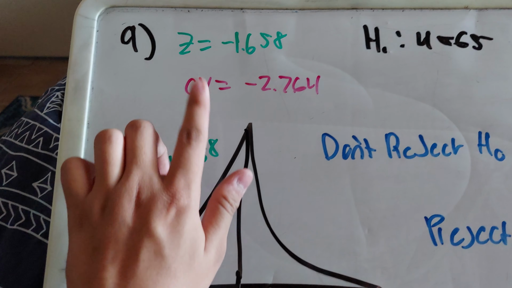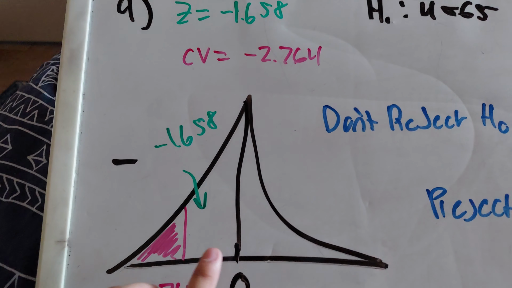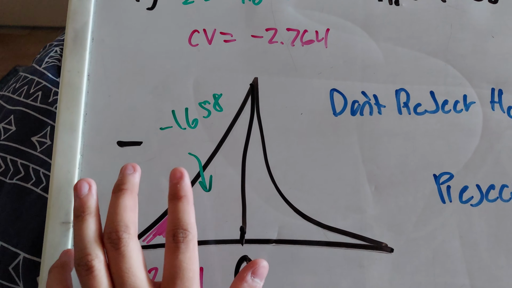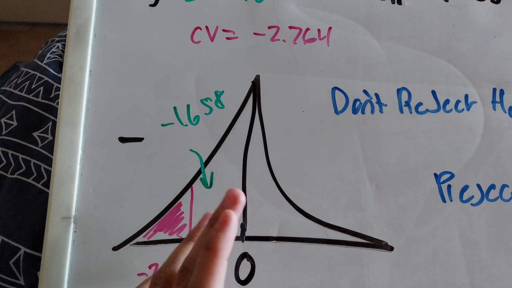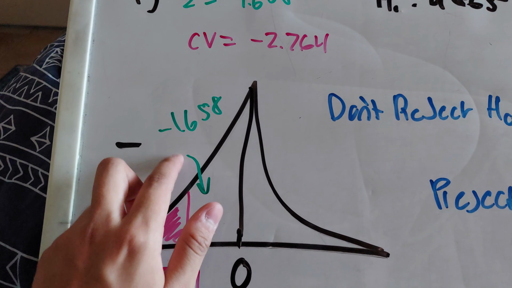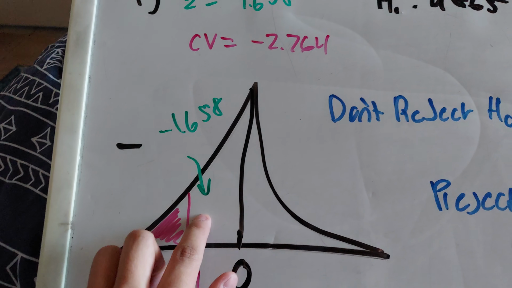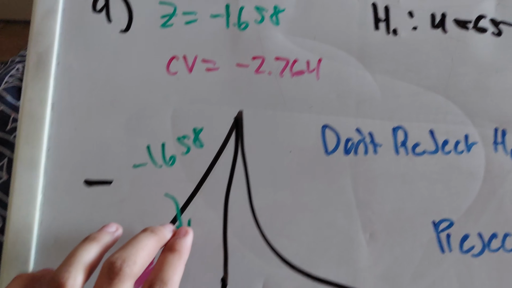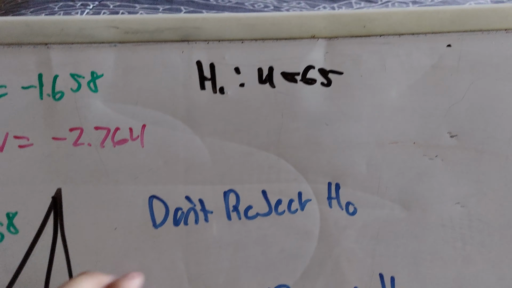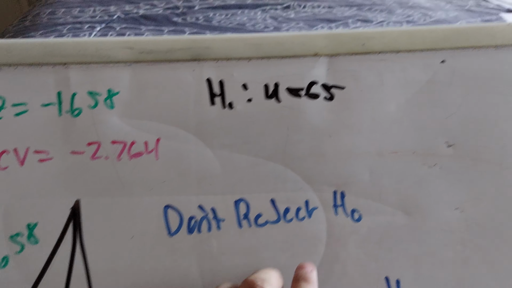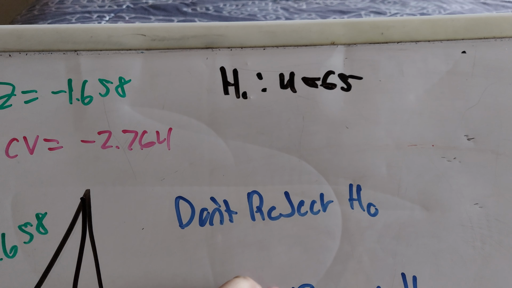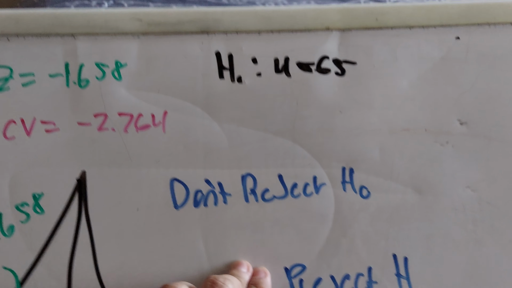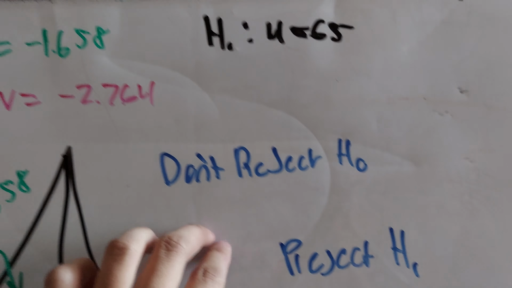Now our z value, we're going to put where we think it is. Obviously, it's not going to be over here since it's negative 1.6. It's going to be a little bit over here on the right. So we put that there. And that means we don't reject it because it's not inside the shaded region. So we don't reject H0. And in question number 9, that means we reject H1.